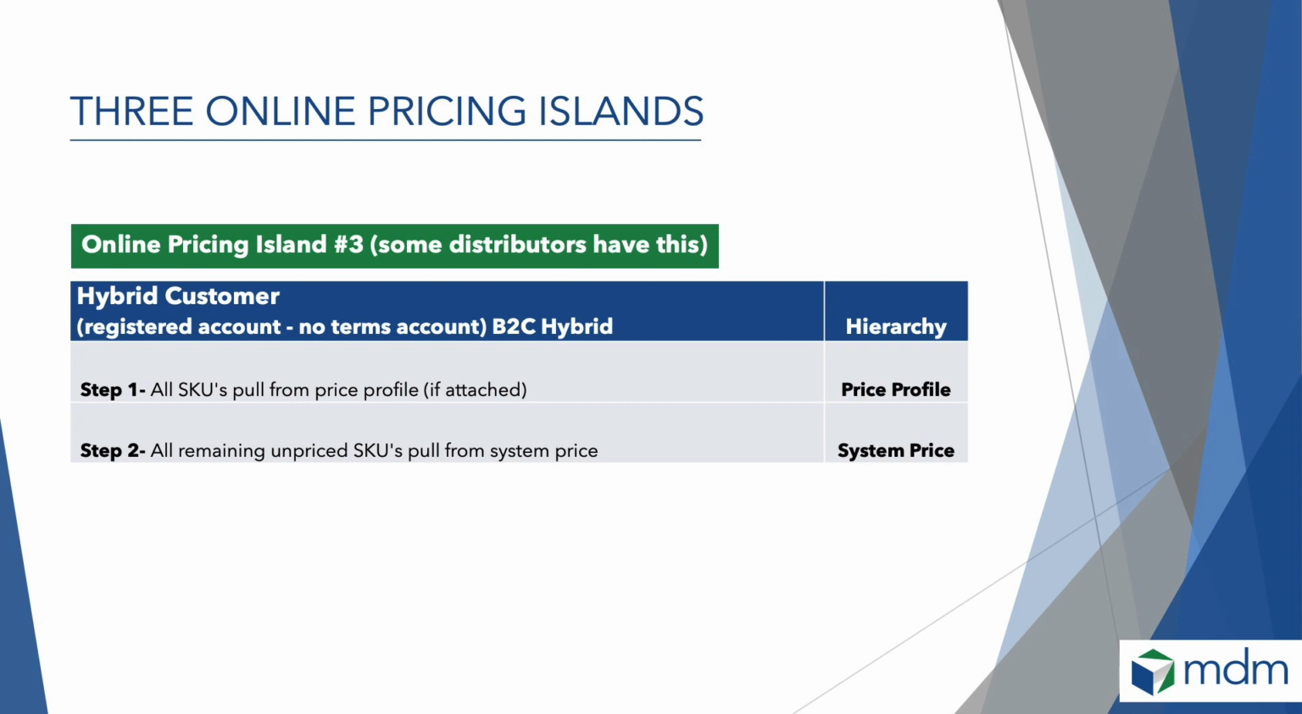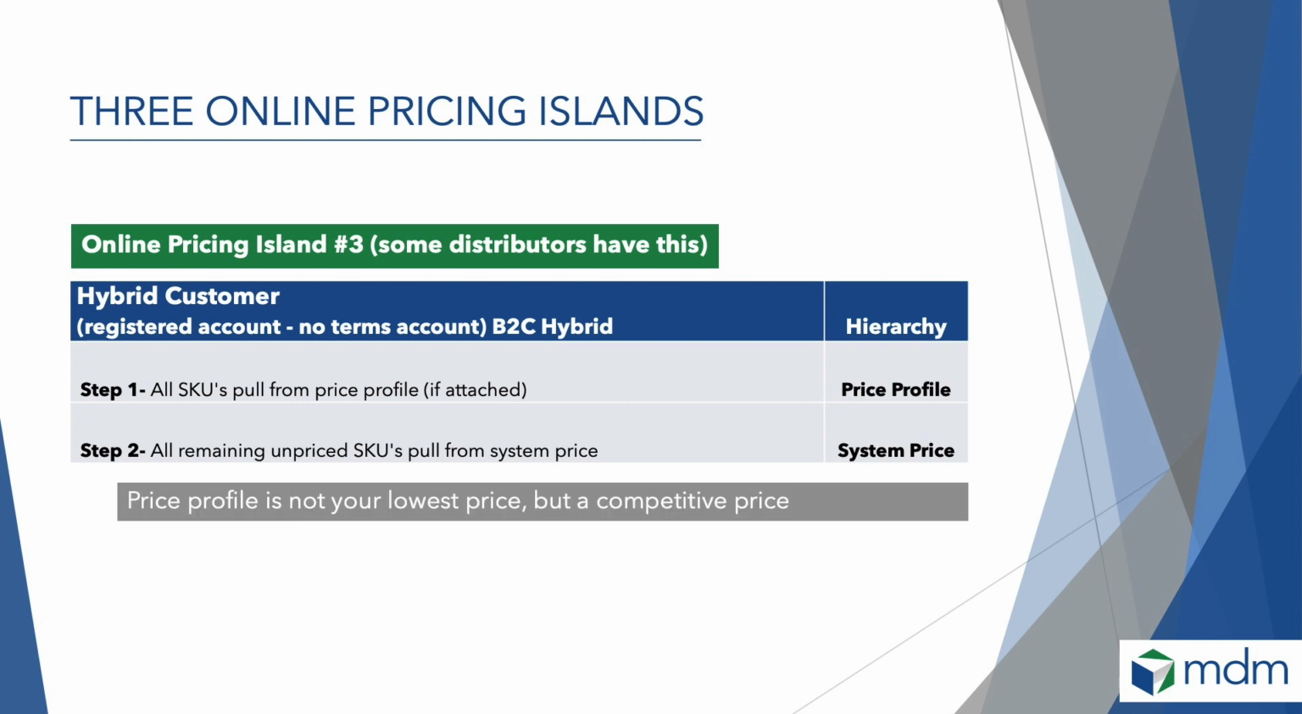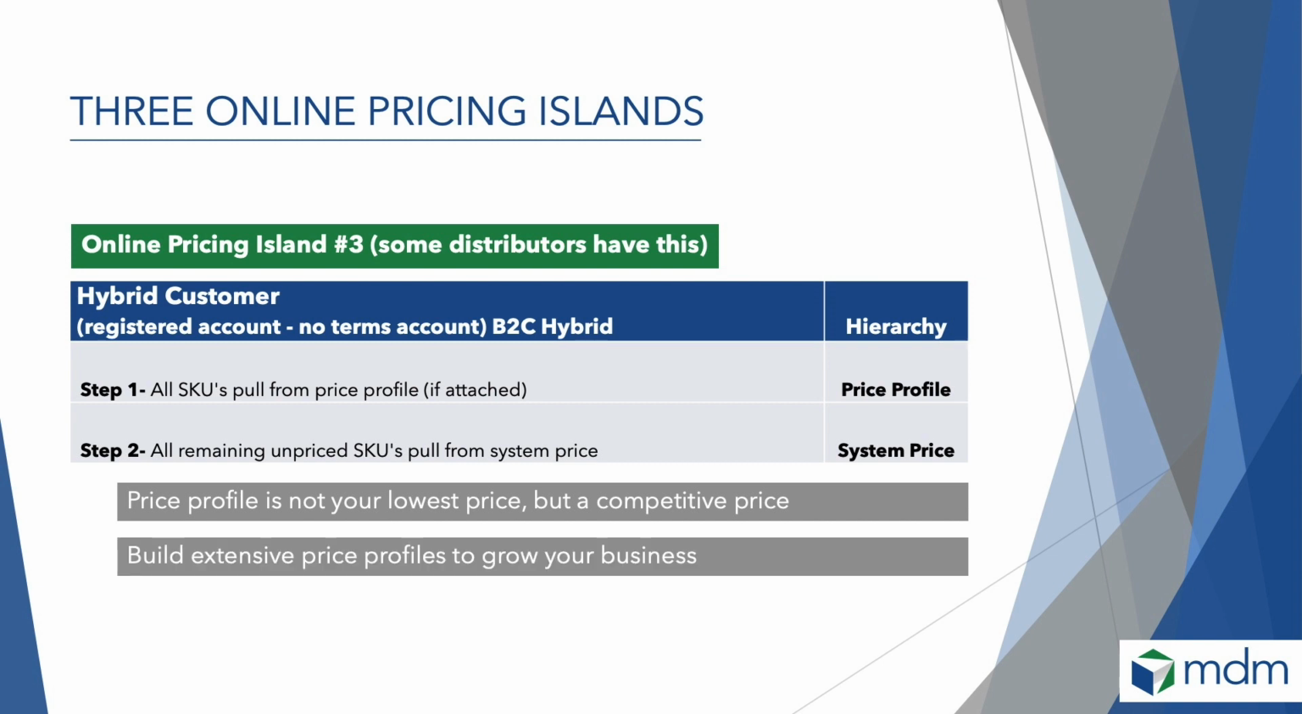It pulls the SKUs from a price profile. Probably not your lowest price profile, but many distributors are setting up an online price profile where it's a competitive price. It's not your lowest, but it's enough to get them interested and create transactions. So great distributors right now today are really building extensive price profiles. So there's a very limited number of SKUs that are unpriced that come from the system.